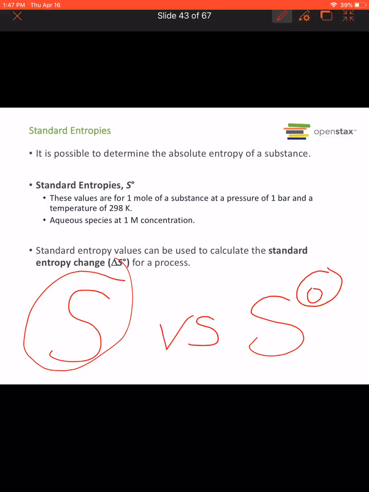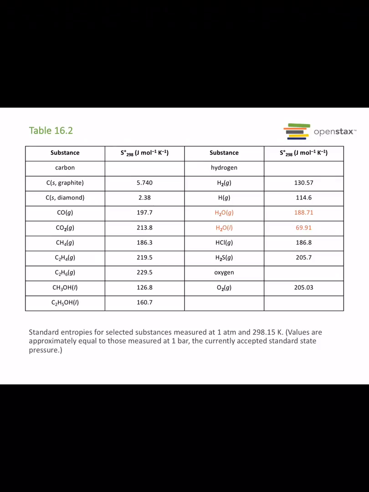So it's possible to determine the entropy of a substance that's not pure. But again, you need to understand standard entropy, that's S naught. And then standard entropy values can be used to calculate the standard entropy for a process. And so that's what we're going to talk about now.